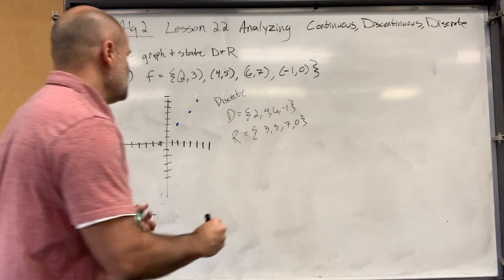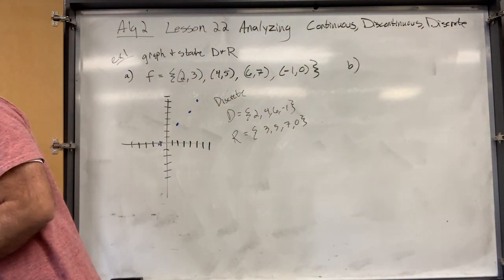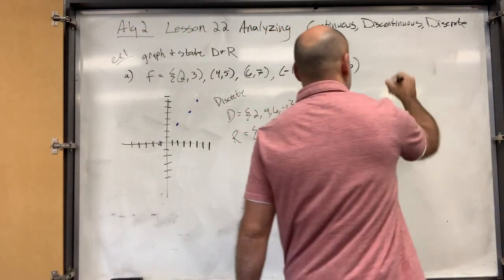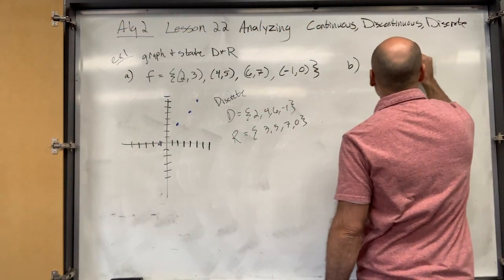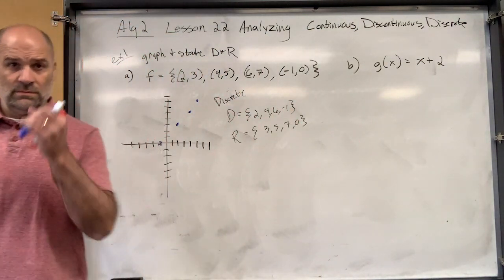All right, let's graph this function. I want to graph g of x equals x plus 2. How do you graph this function?